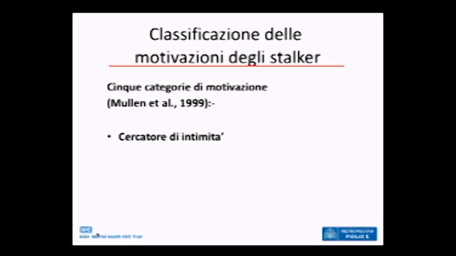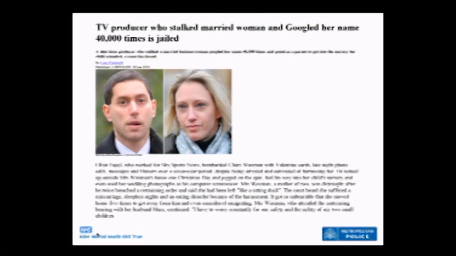The first are people that are trying to establish intimate relationships, usually with somebody of the opposite sex. Some people are psychotic and believe that a relationship exists when it does not. Other people simply believe that it is fate that they have a relationship. This is an English case recently in which a TV producer stalked a woman, followed her around, followed her children, and so on, Googled her 40,000 times. He was eventually taken to court and sentenced. But he was trying to establish a relationship with this woman who he idealized.